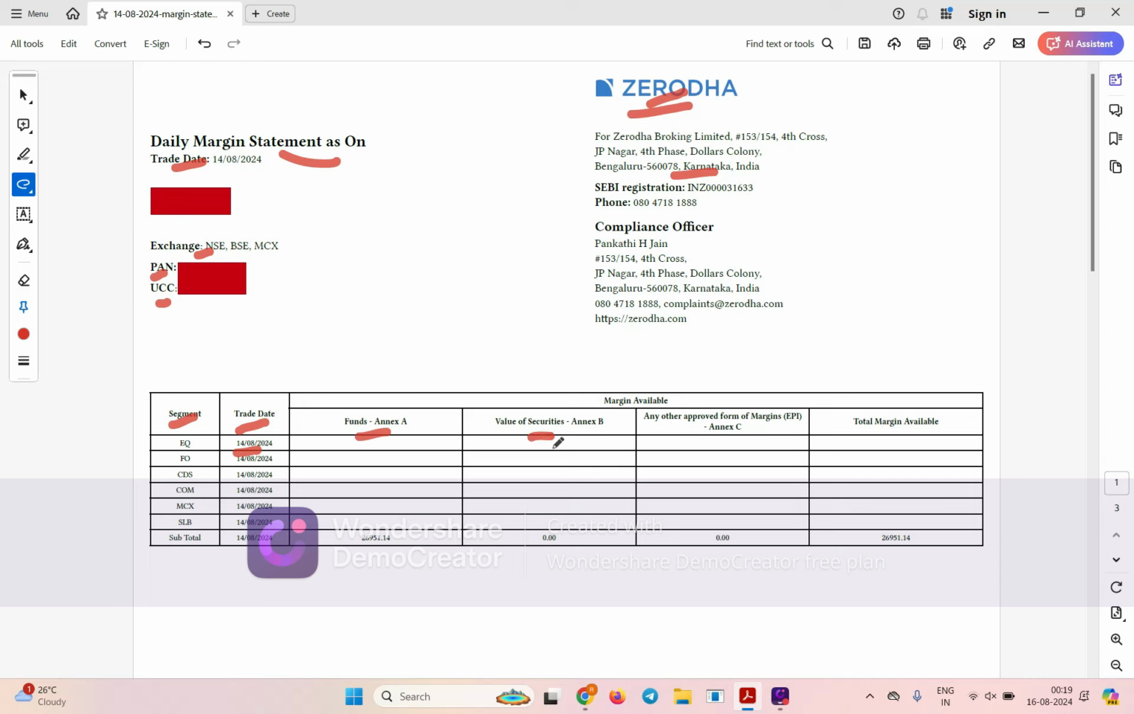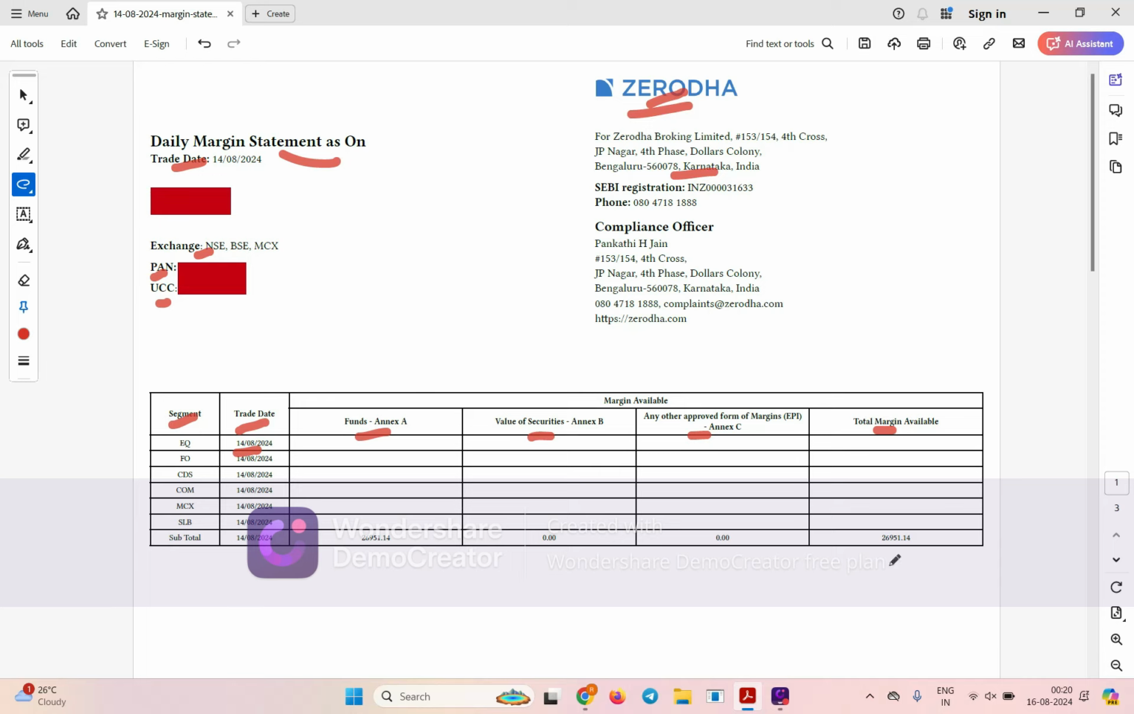Value of securities, annex B. So here it represents the collateral margins, pledging the stocks after haircut. Any other approved form of margins, that is shares sold from account. Whenever we sell any shares, 80% of the value is credited immediately and 20% of the value later. Here you can see the total margin available. How much money is still available to trade on the next day?